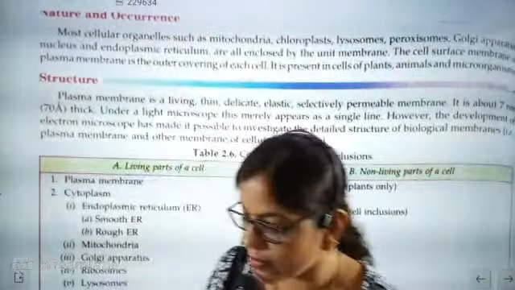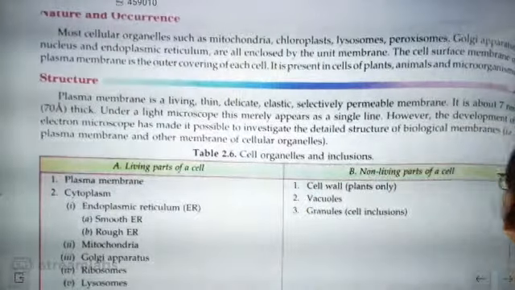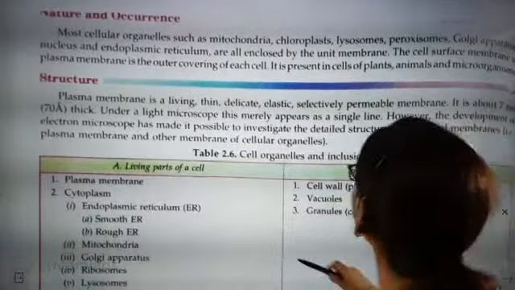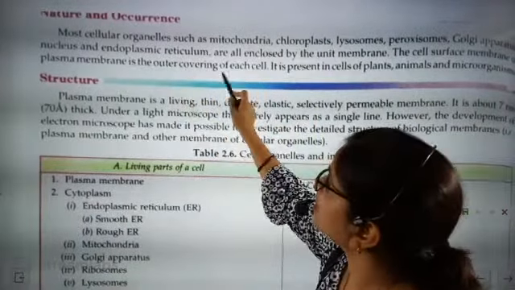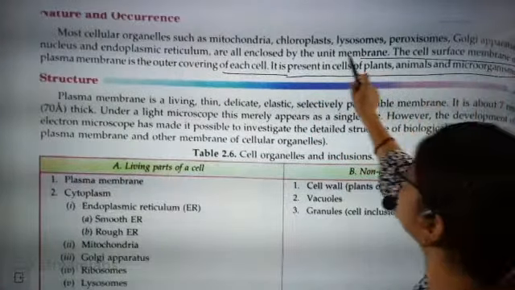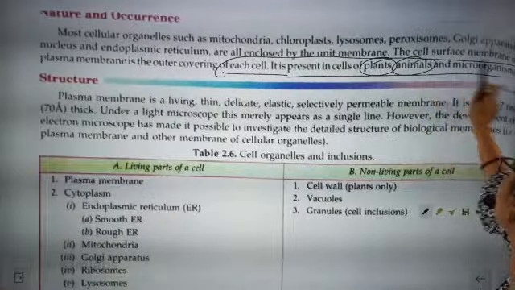Because now we will be talking about the structure of the plasma membrane. This should be in your note. If you are not writing this part about nature and occurrence, so definitely everyone knows that the outer coating of each cell is present in plant, animal, and microorganism cells.